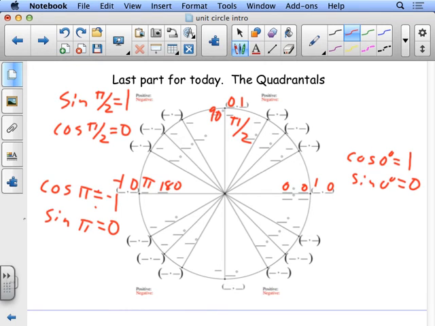And then last point here, this is at 3 pi halves or 270 degrees. And this is 0, negative 1. Sorry about the negative. Which means if I do cosine of 270 degrees, well, I'm going to get 0. But if I do sine of 3 pi over 2, which is the same thing as 270, I'm going to get negative 1.